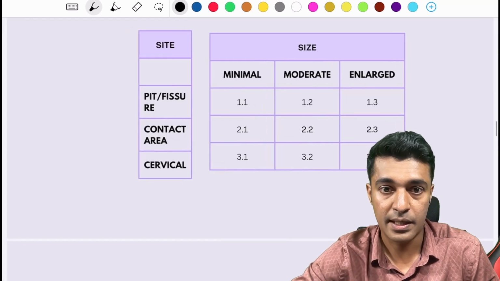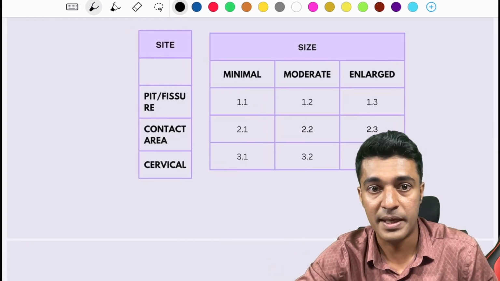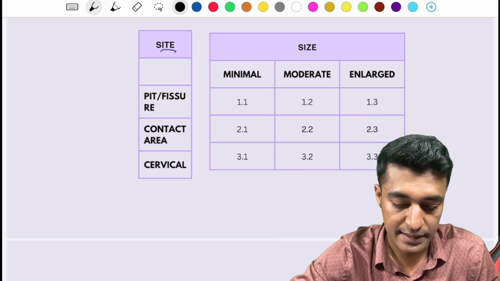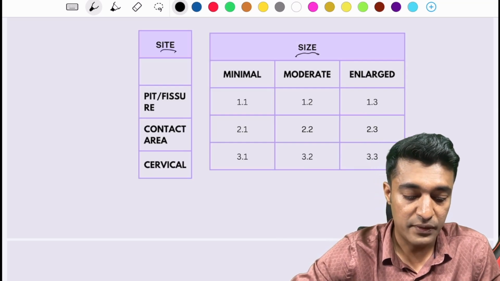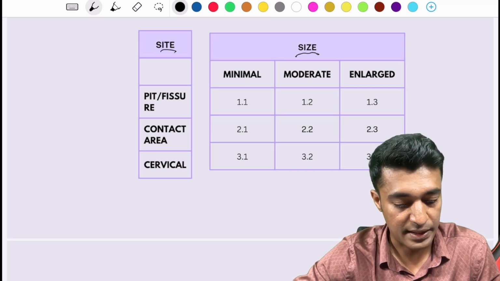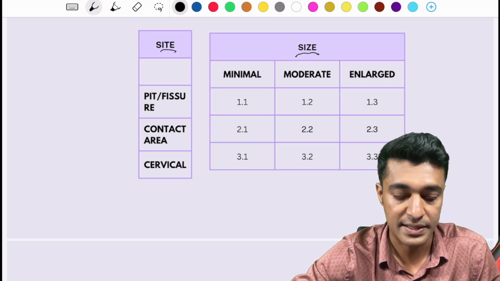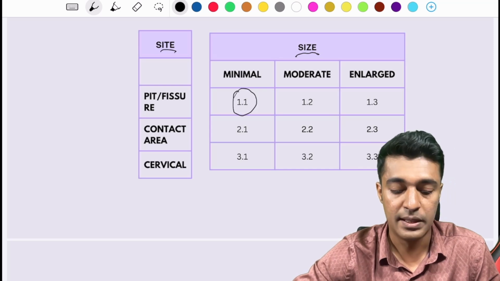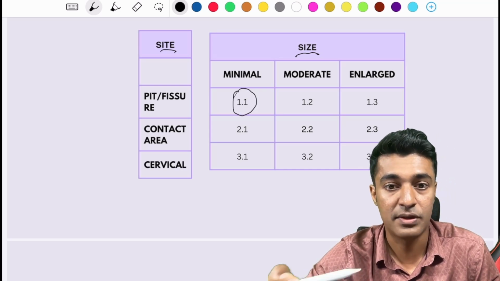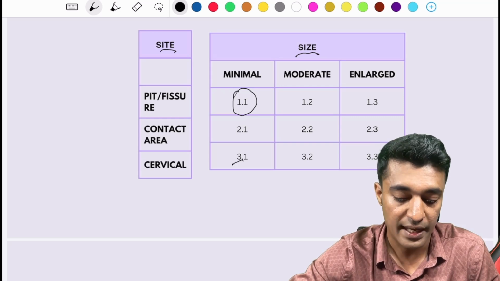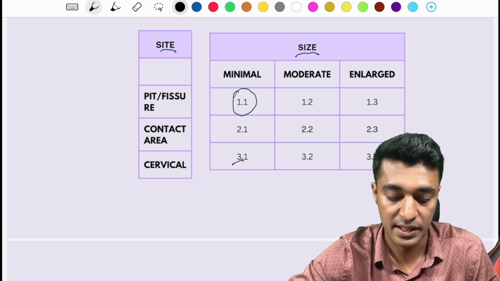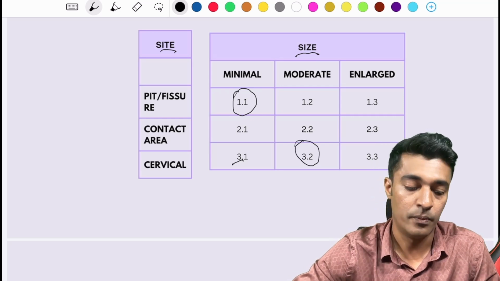So this is the chart and the values prepared on the basis of site and size. If the site is site 1, that is pit and fissure, and if the size is 1, the value assigned will be 1.1. Just like that, if the site is on the cervical, then we move on to 3, and depending on the size, if it is moderate, it will be 3.2.